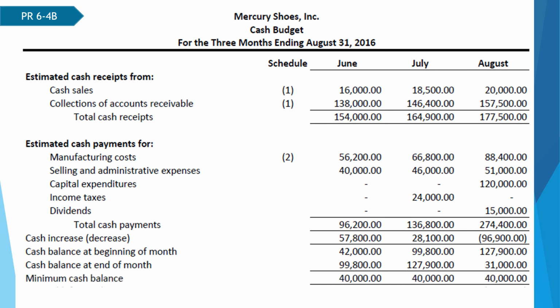Next, input the $40,000 minimum cash balance per month. Add this to the ending cash balance per month to get the cash excess or deficiency per month. The results are cash increase of $59,800 and $87,900 for the months of June and July respectively. For August, there is a cash deficiency of $9,000.